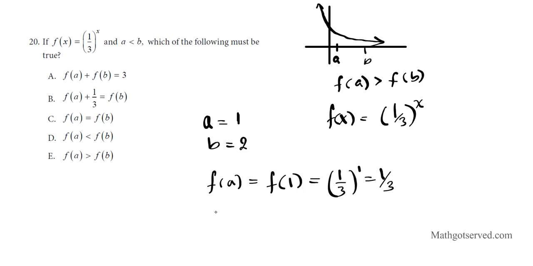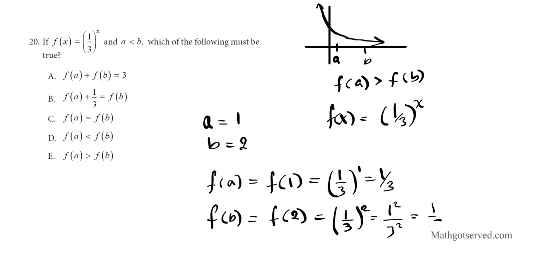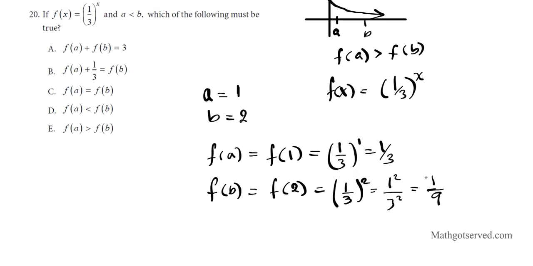Okay? All right. f of b is f of 2, which is (1/3) squared. What is 1/3 squared? You know what you're going to do? You're going to square the top and the bottom. So it's 1 squared over 3 squared, which is 1 over 9. Okay? So how do these two compare? If I add these two together, do I get 3? Absolutely not. But let's look at the size though. To compare them, how about I make them have the same denominator?